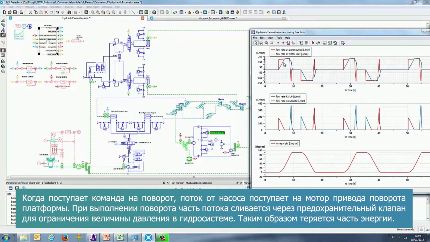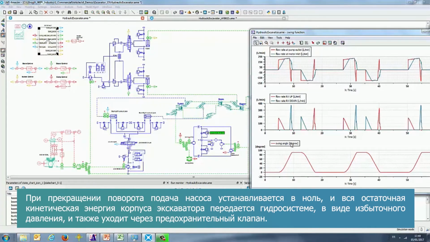When the excavator starts rotating, part of the flow created by the pump is released to limit the pressure in the system here. So part of the energy is lost. Also, to stop the rotation, the pump displacement is set to 0, and all kinetic energy accumulated is released in the hydraulic circuit and is completely lost.